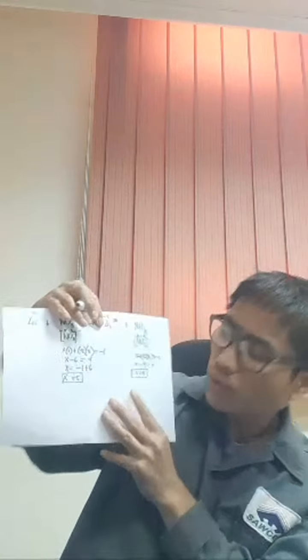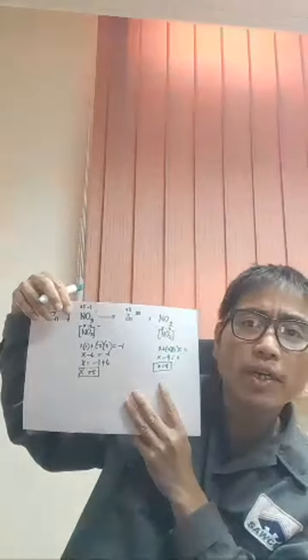And let X again be the oxidation number of nitrogen. So X plus -2 times 2 is equal to 0. X minus 4 is equal to 0. X is equal to 4. So X is equal to 4 here.